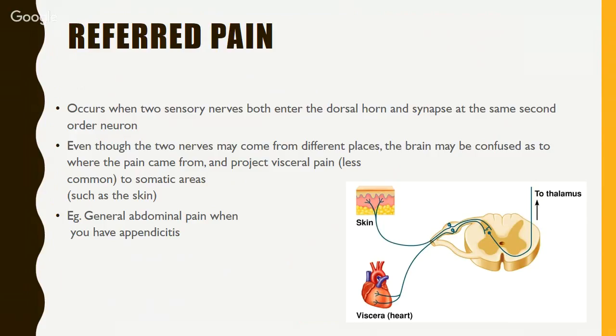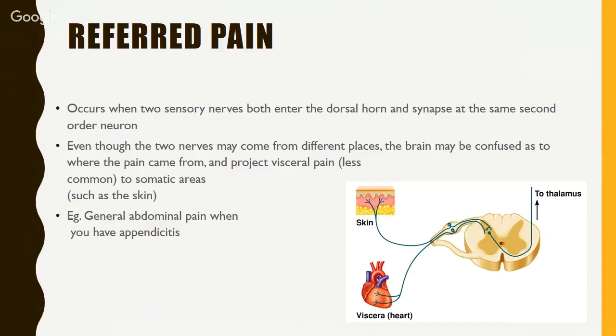So referred pain, this is when two sensory things enter at the same area. For example, someone presenting with a heart attack might have arm pain, and that's because the nerves which innervate the sensation of the heart enter at the same level as the nerves which innervate the sensation of the arm.